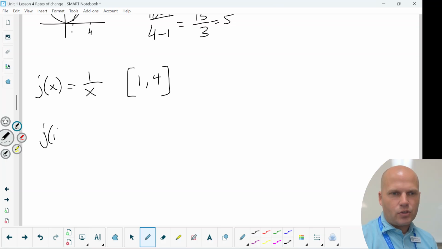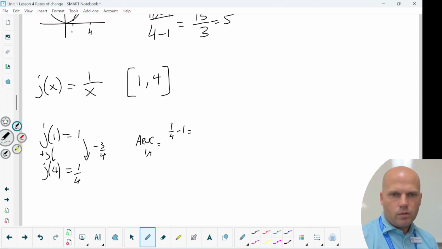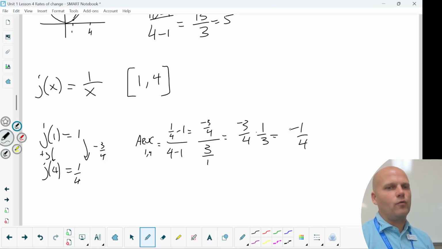And I would probably ask you to do the same for this and have the correct interpretation statement. So from 1 to 1/4, I subtract 3/4. From 1 to 4, I add 3. If you don't like to do that, you can use the formula that my average rate of change over my interval 1 to 4 is 1/4 minus 1, 4/4, so that's negative 3/4. And then 4 minus 1, which is just 3. How do we divide fractions? Multiply by the reciprocal. Then I get this, negative 1/4.